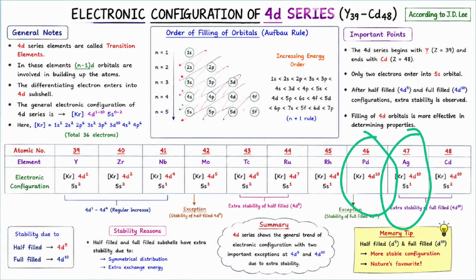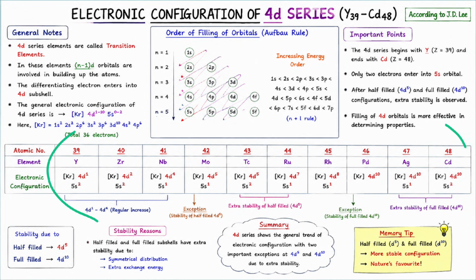You can go through that video, and I think the electronic configuration of the 4d series is clear for you. The elements belonging to the 4d series are from atomic number 39 to 48. Keep in mind there is a trick to remember the elements from 39 to 48: Ya Zar Nav Motak Ruh Rahapad Ejikat.